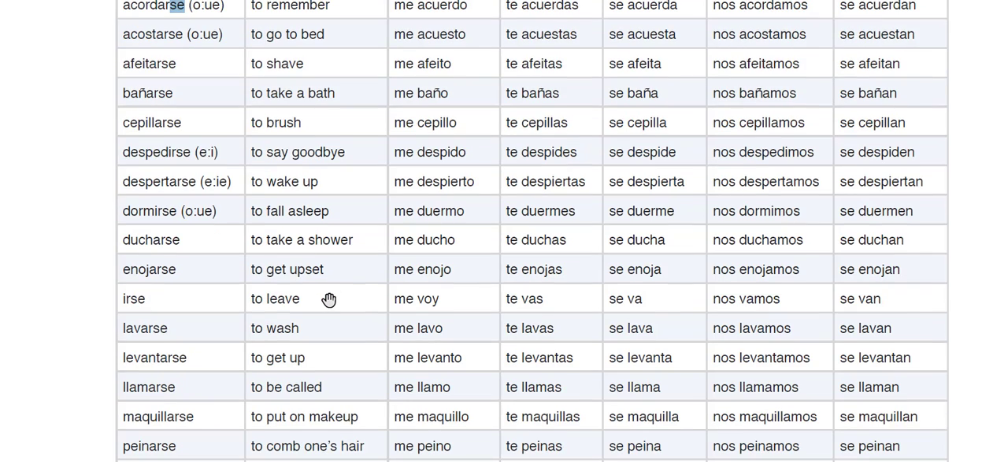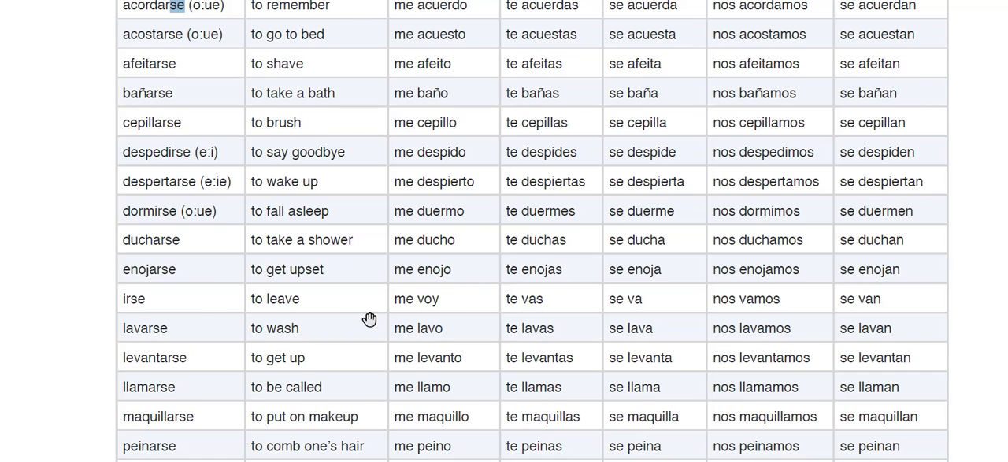Ducharse, to take a shower. Ducharse is not used everywhere. Some places prefer, in order to express taking a shower, to use the verb bañarse. And they'll use bañarse to express taking a bath or a shower. Okay? So just keep that in mind. Ducharse, I believe, is a bit more common in Spain. And then in Latin America, you might hear bañarse more commonly used for bath or shower. So anyway, keep that in mind. Me ducho.